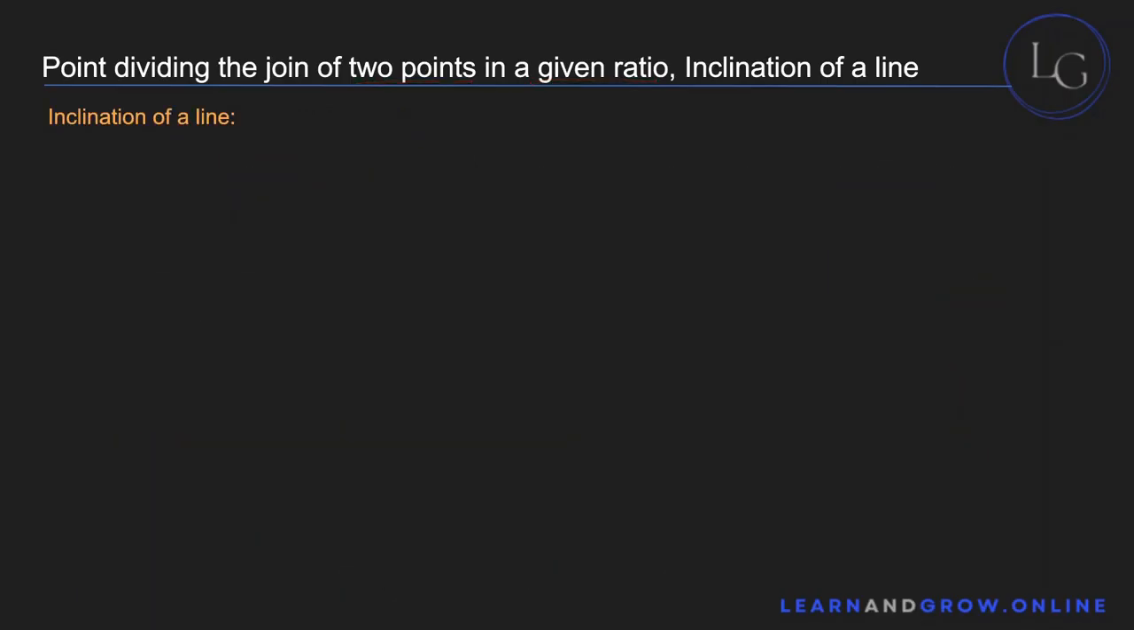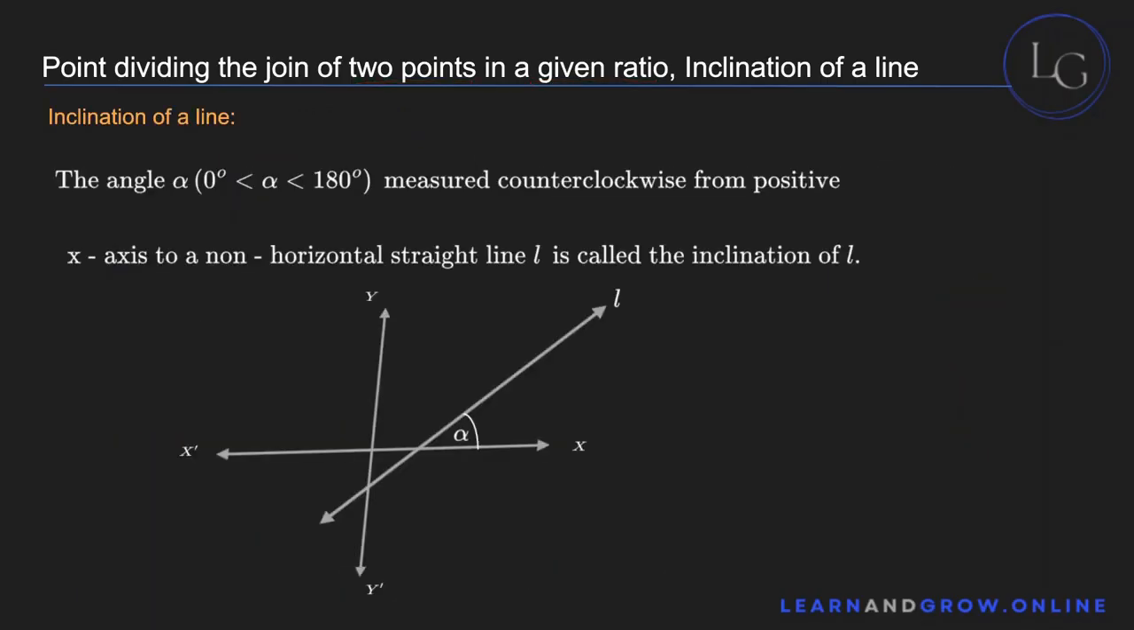So let's see what the inclination of a line is. A very simple concept, really. It says that if you have this line L in the plane, then the inclination of L is basically the angle that is measured counterclockwise from the positive x-axis, right? So you have this line L and you draw this angle from the positive x-axis. That gives you alpha, and that is the inclination of the line L.